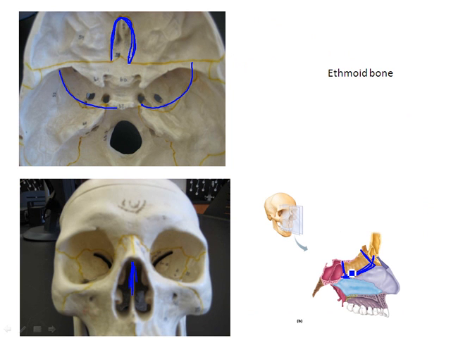Some parts of the ethmoid bone are the crista galli and the cribriform plate. Let me write that down, crista galli. And that means rooster's comb, and this little ridge right here, that's the crista galli, and it's basically an attachment point. And then around the crista galli is called the cribriform.